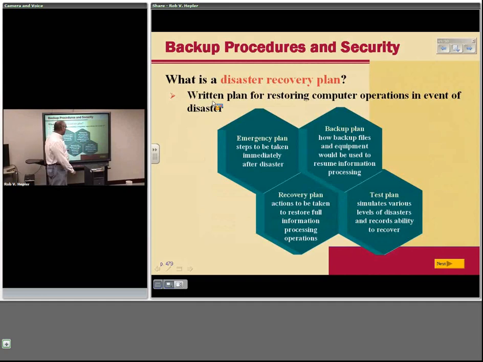And the plan has to include who calls who to find out what data needs to go in what order. What's the priority? And imagine if you lose your accounts receivable, you can't bill your customers. They don't have to pay you anymore. So this is very important. If you lose your accounts payable, you don't know who you owe money to. When you get something in the mail, should you pay it? Should you not pay it?